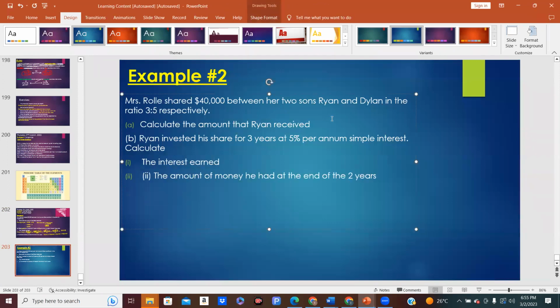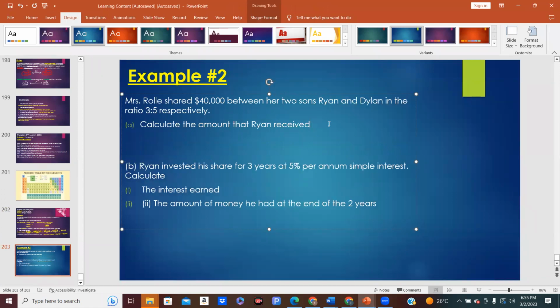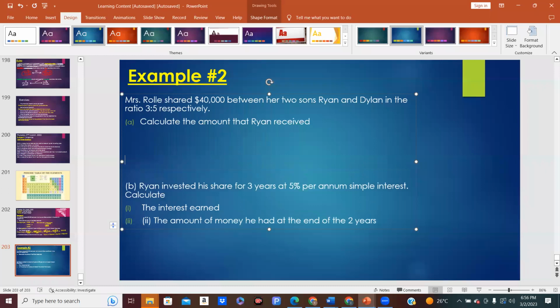Let's begin with A. You want to figure out the amount of money that Ryan received. What do we have to do to find the amount of money that Ryan received? What's the first thing? We have to find one equal part. Very good. That would be 40,000 divided by 3 plus 5.